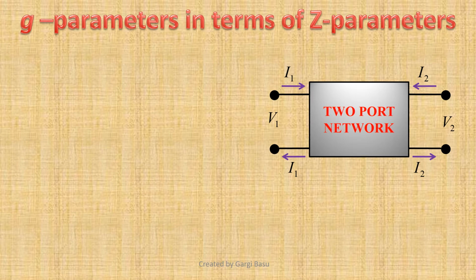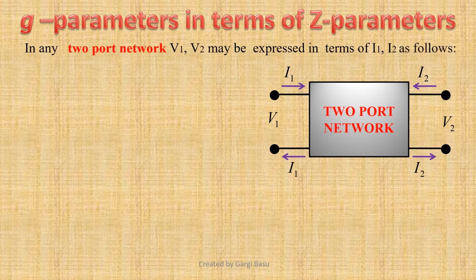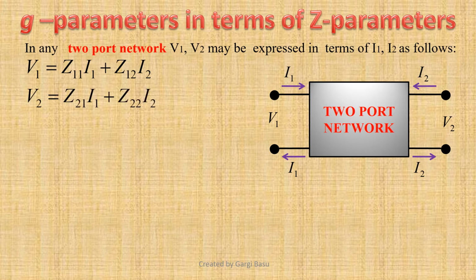Let us first establish interrelationships between G parameters and Z parameters. When we describe a two-port network using Z parameters, we express the port voltages V1 and V2 in terms of port currents I1 and I2. The linear equations used in this case are V1 equals Z11 I1 plus Z12 I2 and V2 equals Z21 I1 plus Z22 I2.